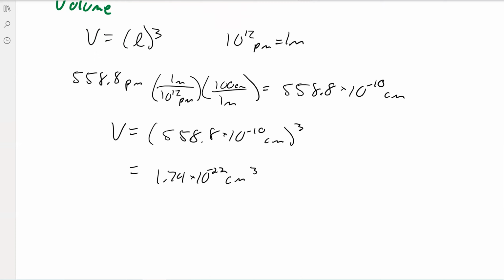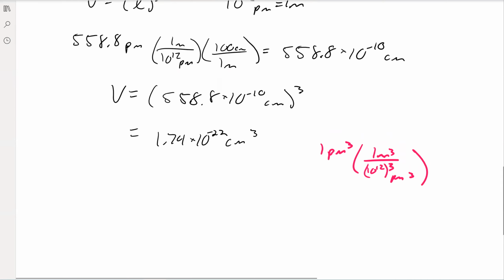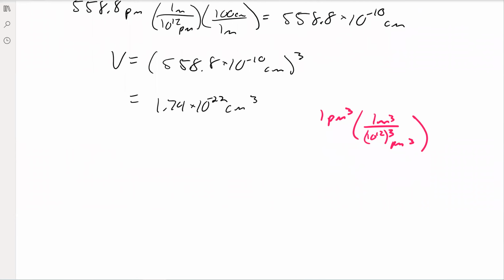Note, be careful with the operations and the order in which you do these things. If, for example, you cubed it first, you would have 1 picometer cubed, and if you wanted to convert that into meters, you have to do 10 to the 12th cubed as well. So it's actually divided by 10 to the 36 to go from 1 picometer cubed to 1 meter cubed. So just be careful of that conversion, or you can convert it to centimeters first, and then you don't have to worry about it.